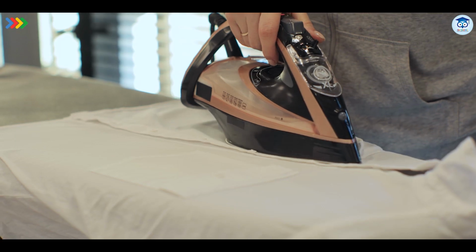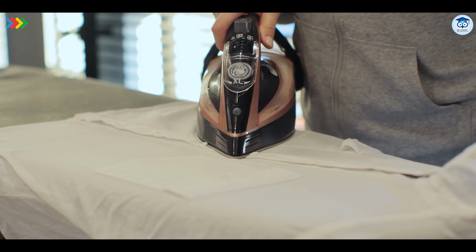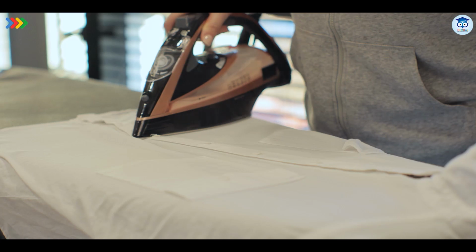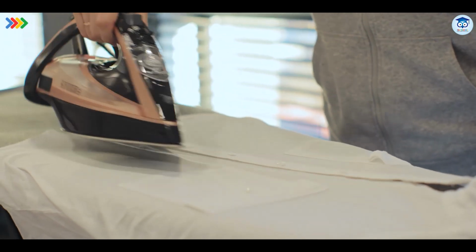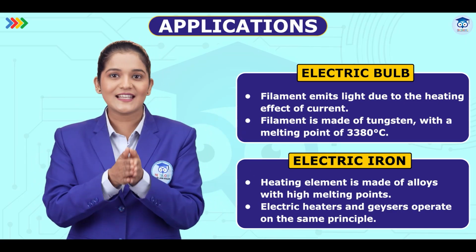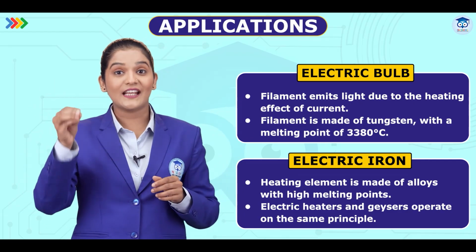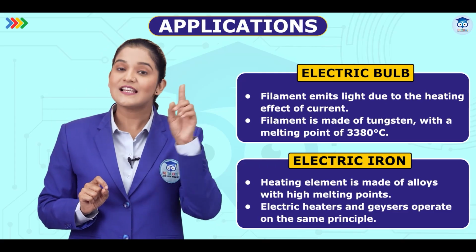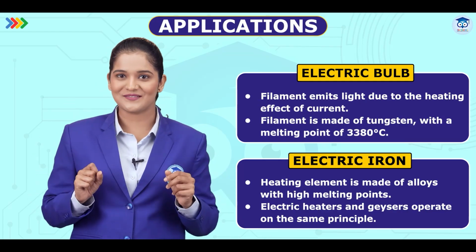Another common application is the electric iron, where the heating element is made from alloys that possess high melting points. These alloys are selected specifically to ensure that the element can heat effectively without being damaged. Electric irons, heaters and geysers all function on the same basic principle. They convert electrical energy into heat to perform specific tasks such as pressing clothes, warming spaces, or heating water.